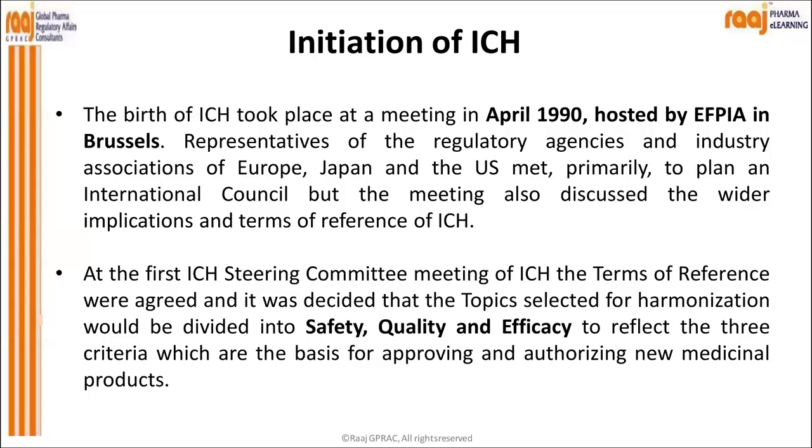At the first ICH steering committee meeting, what happened? ICH terms of reference were agreed, and it was decided that topics selected for harmonization would be divided into safety, quality, and efficacy. Correct. These are the main parameters on which the whole pharmaceutical industry relies. These are the three main criteria forming the basis for approving and authorizing new medicinal products.